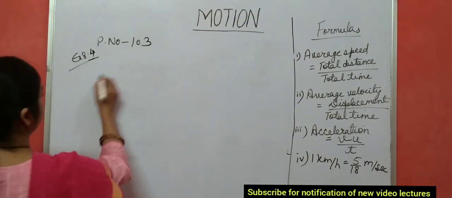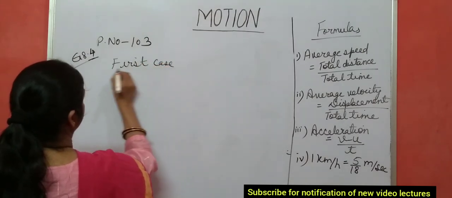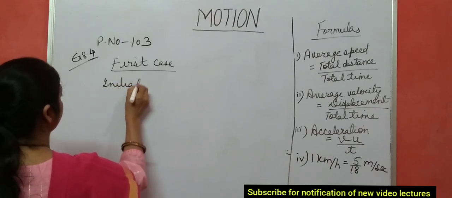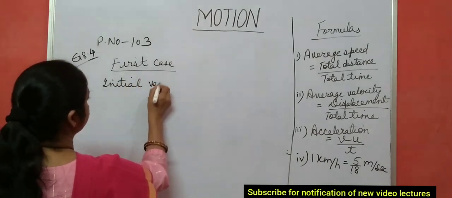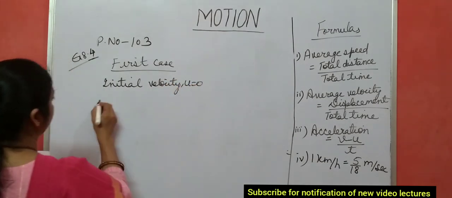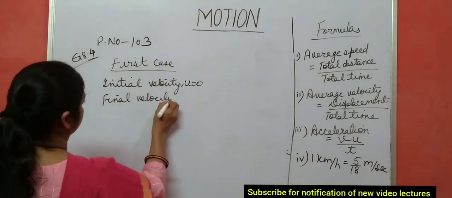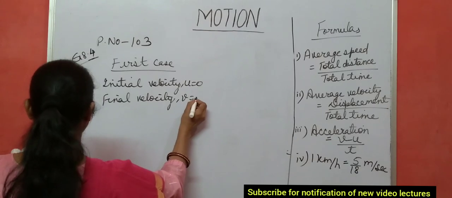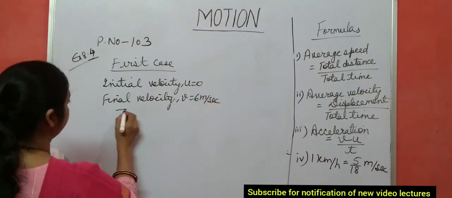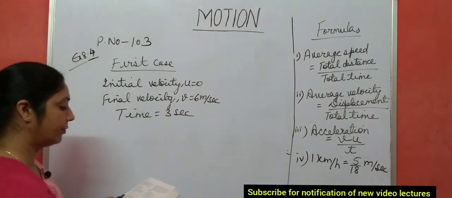So, first case, you write down. There are two cases in this question. In the first case, the cycle is stationary, so the initial velocity u is 0. And the final velocity v is 6 meter per second. In how much time? Time is 3 seconds.